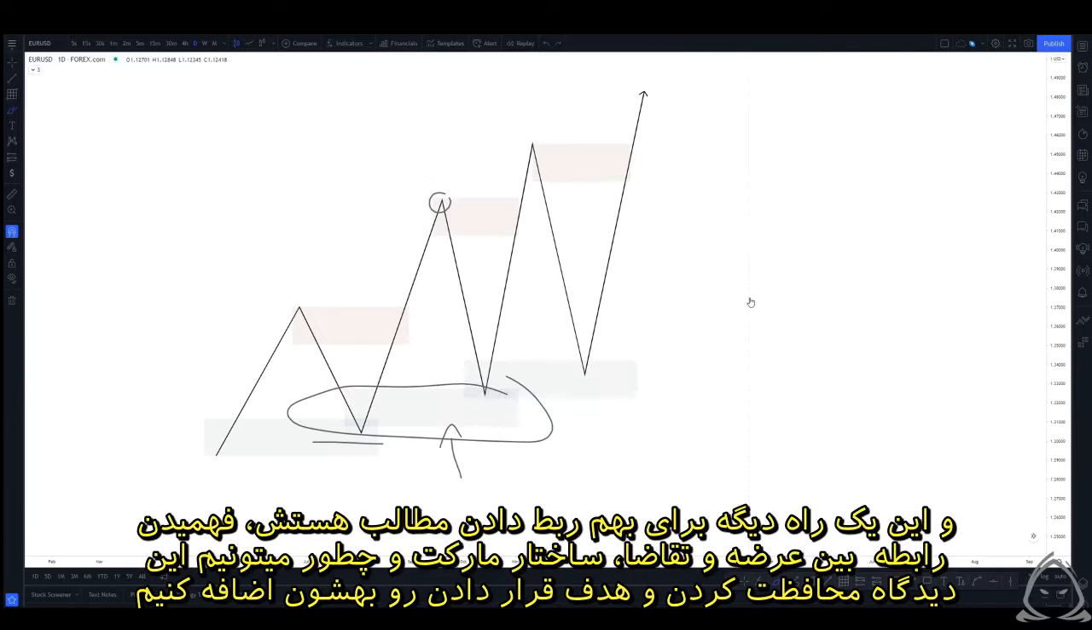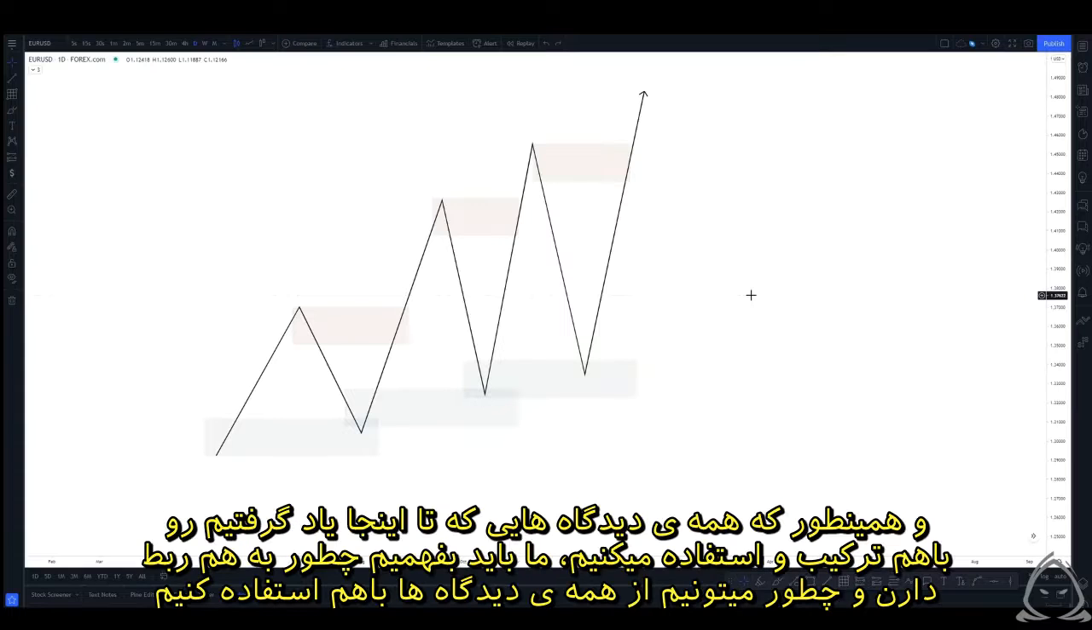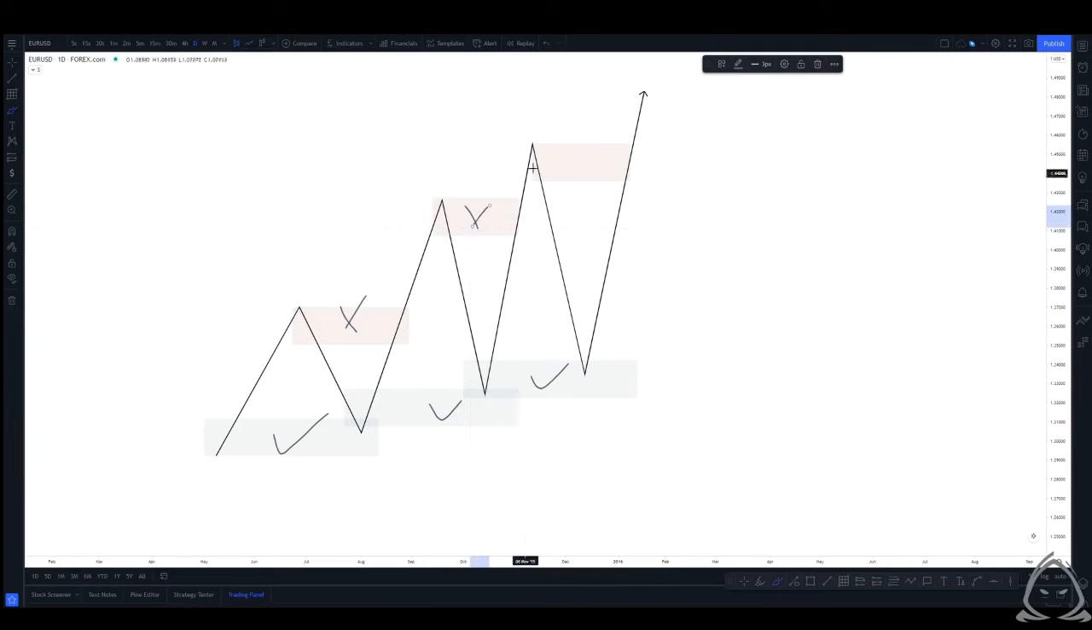And that's another way you can bridge the gap and understand the relationship between supply and demand, market structure, and how we can apply these protected and targeted concepts to that. Because at the end of the day, the understanding of market structure and supply and demand go hand in hand. As we apply all of the concepts that we've learned thus far, we need to understand how they bridge together, how we can use all of the concepts together. Just to recap and summarize everything, as we are in an uptrend, our expectation is that demand will be respected and that supply will fail.